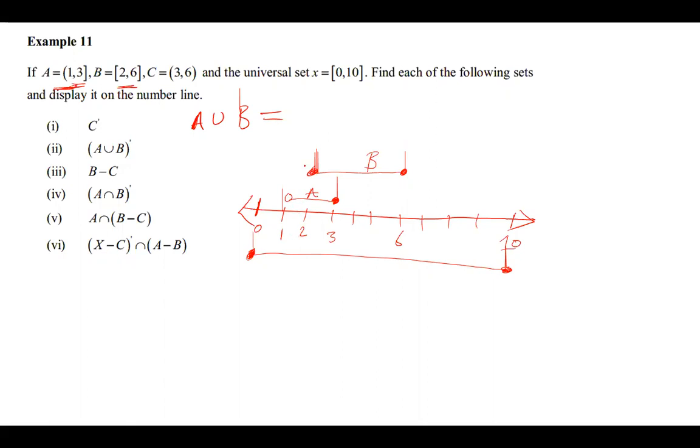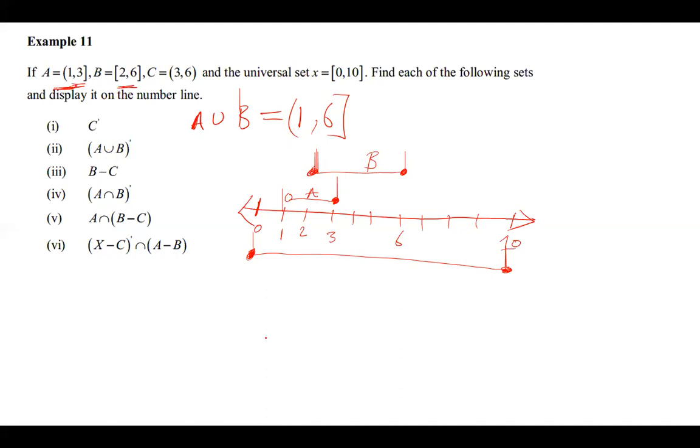So the first number here is 1, and it's open at 1, so you open it there. Then you say comma. The last number here is 6, and it's closed at 6, so you close it there. Now this is not the answer they want us to find. They want us to find A union B complement. So now let us find the complement of this set.